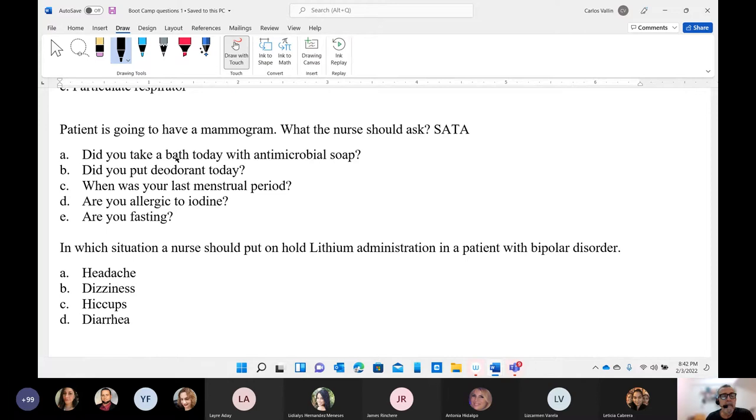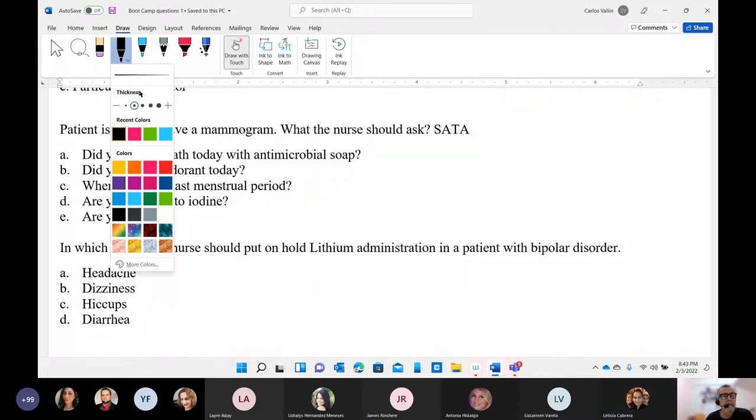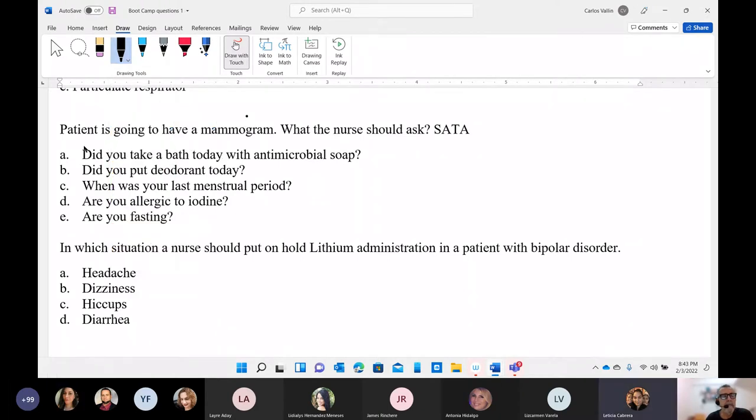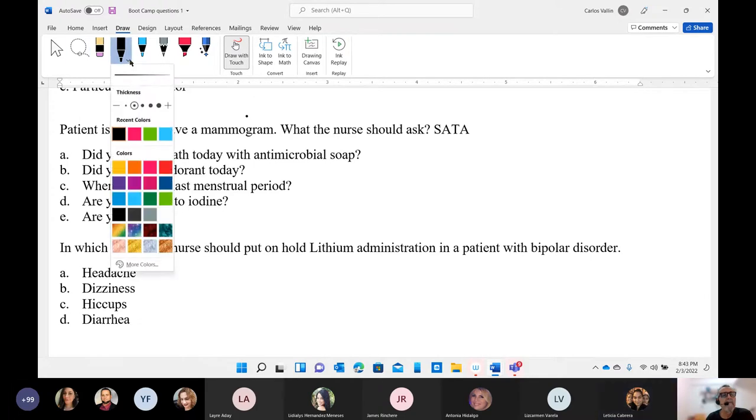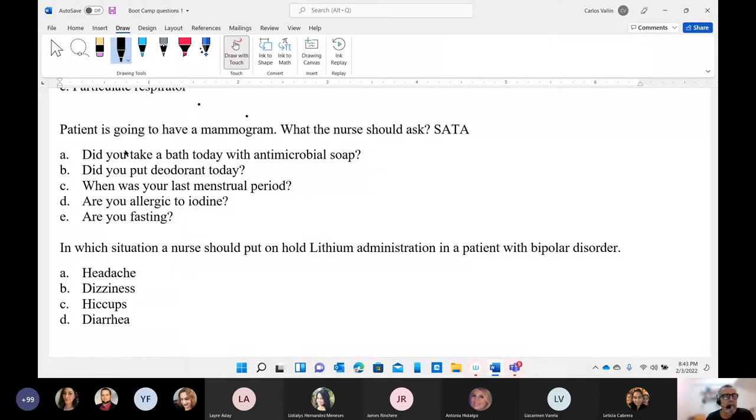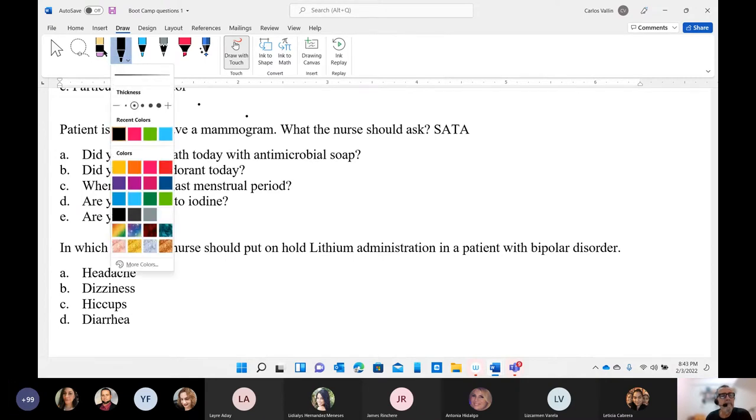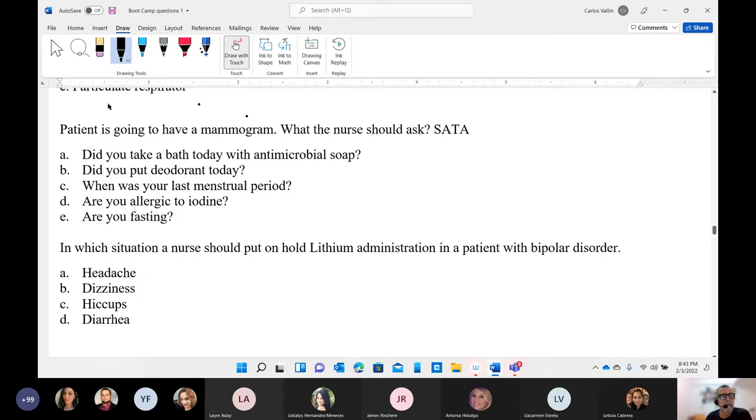So did you take a bath with the antimicrobial soap? Is it pertinent? No. When is this pertinent? When you are going to have surgery. Or maybe a biopsy, yes, okay? So surgery or biopsies, yes, just in case. Okay, so we rule out this. And okay, this is no.